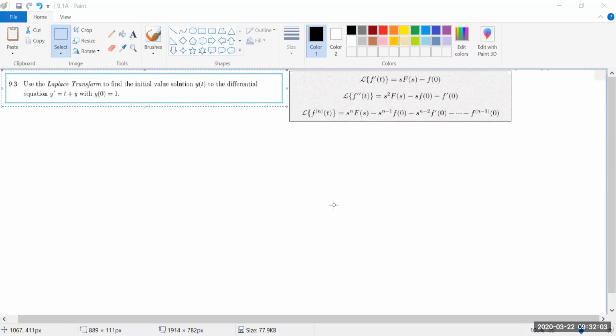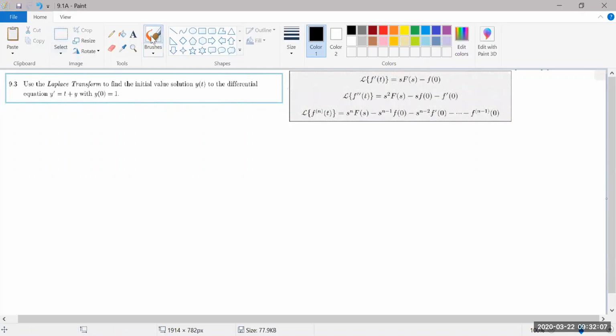9.3a, and we are using Laplace transforms to solve differential equations. So your first step is going to be to take the Laplace transform of every term.